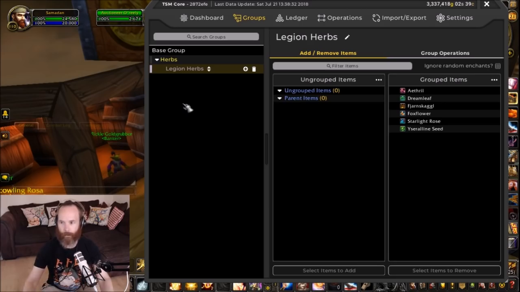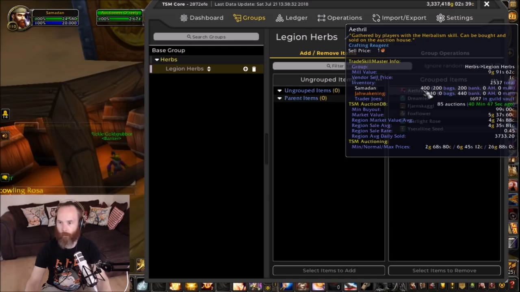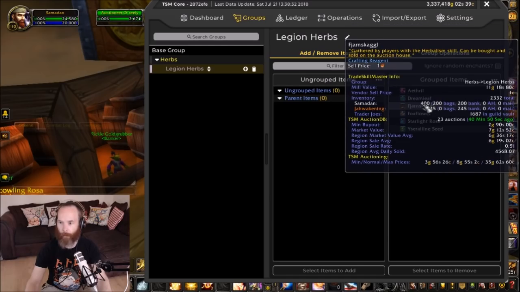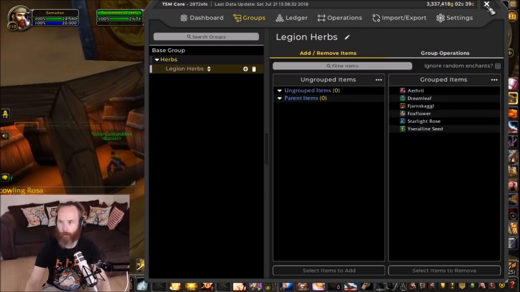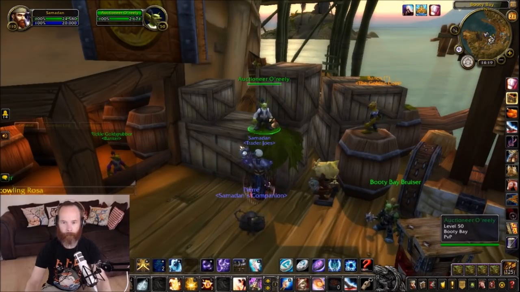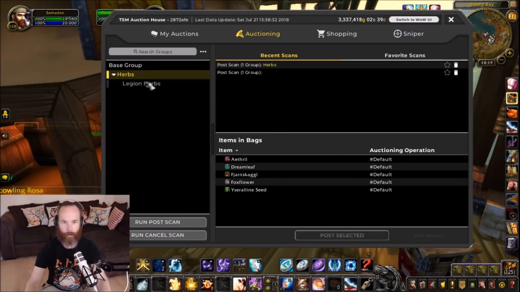So in this instance, we've got all of these, and we're going to post them on. You can look at the different min, normal, max prices, because they're all different based on the actual herbs themselves. So if we were to go and post these on now, and now we click on our Legion herbs. So if we click herbs there, it'll do everything below it. Or if we just do Legion herbs on its own, we can run a post scan.